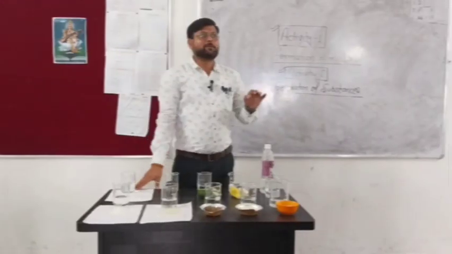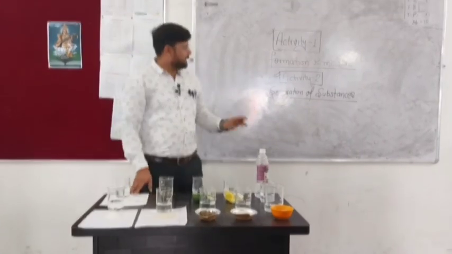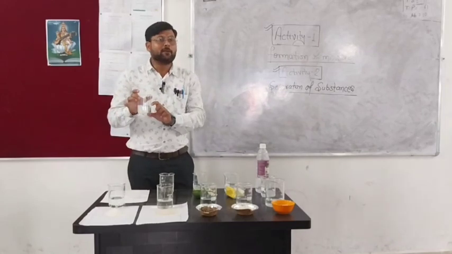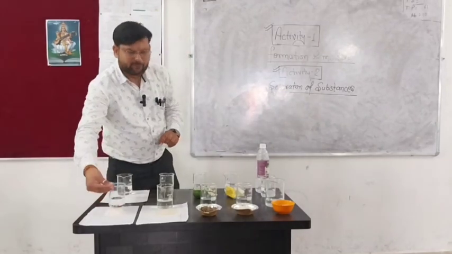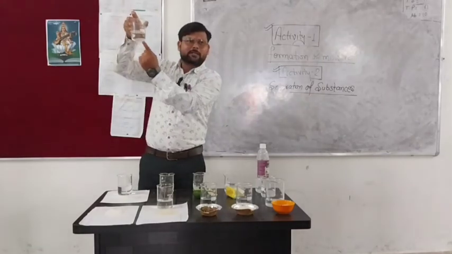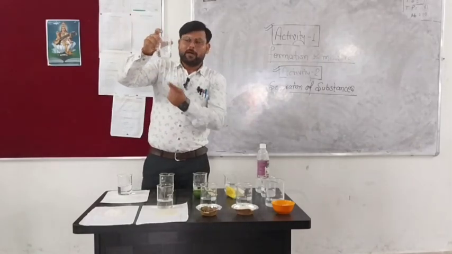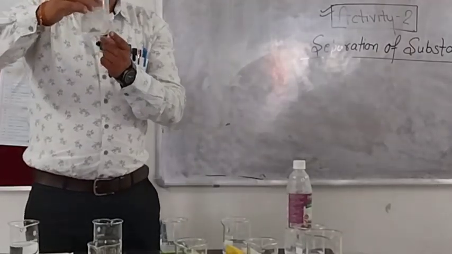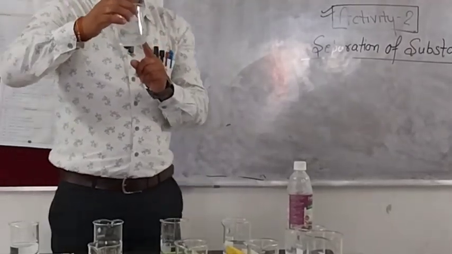For class 9, today our activities are formation of a mixture and separation of substances. We take a number of beakers and fill them with water. When we add the first material, sugar, and mix it, initially we see the sugar crystals deposited at the bottom. But when we dissolve it, the sugar crystals easily dissolve, and the sugar with water forms a homogeneous mixture.